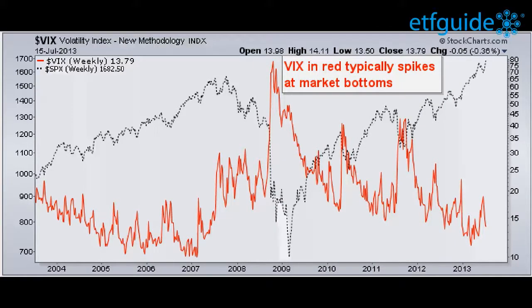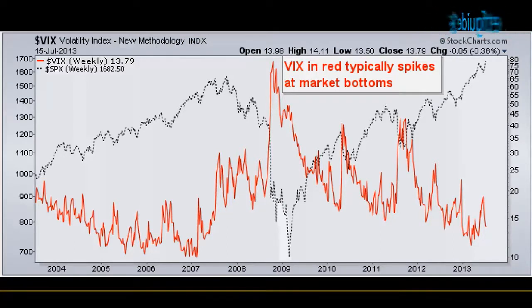My name is Chad Carnes and I'm the Chief Market Strategist at ETFguide.com. Today I'm going to look at the VIX indicator in a way that you can change the indicator to help you spot higher probability trading opportunities.